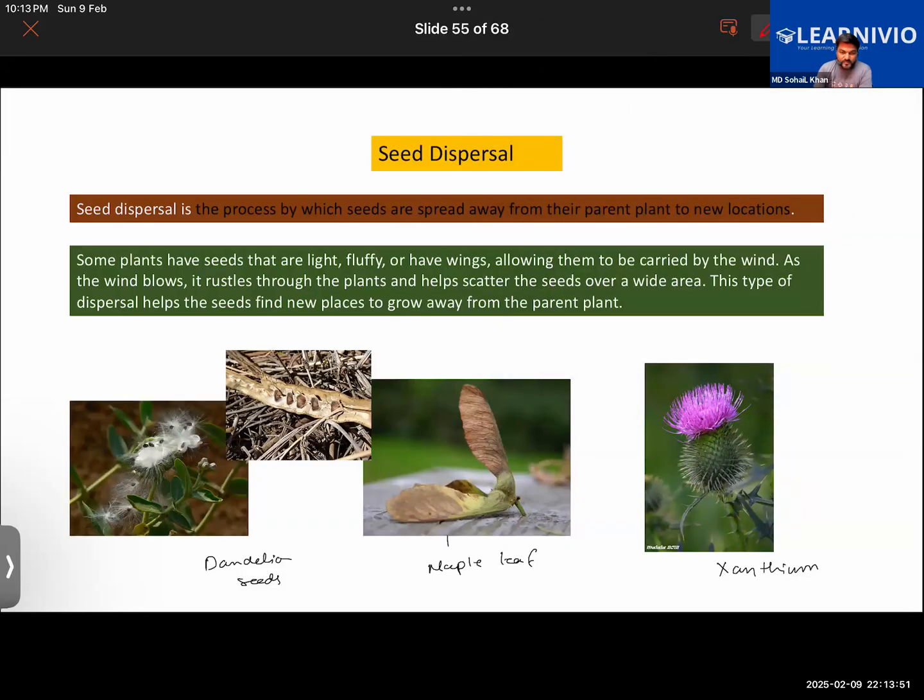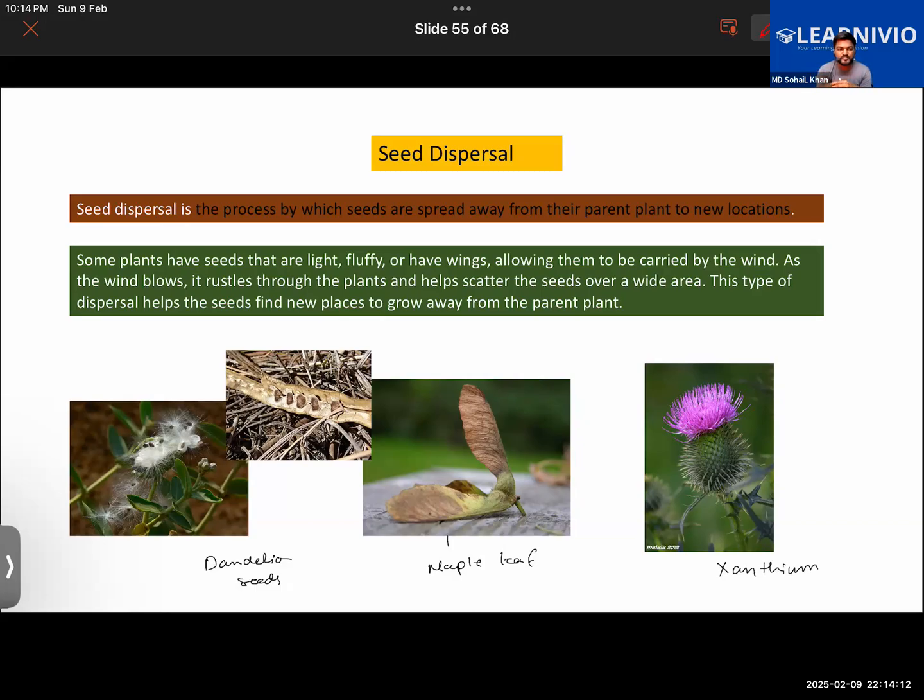Next, we did learn about the seed dispersal, right? So in the seed dispersal, what we learned is that it's a process by which seeds are spread from the parent plant to new locations, and it is important as it will help in plant diversity in a region. It will help in reducing the competition for the plants in a given region.